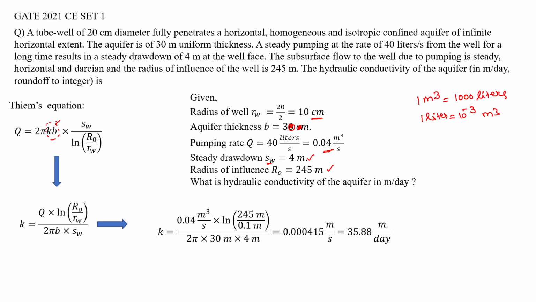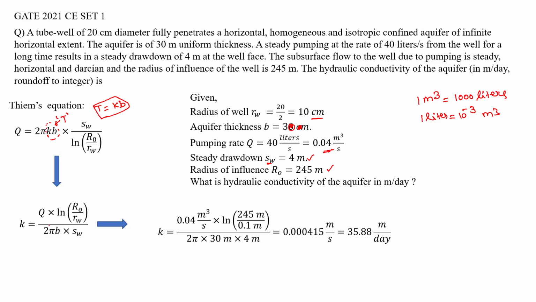I forgot to mention, there is one more term here. The product of K and B is called transmissibility. This is a property of the aquifer that we can discuss in further sessions. It is not that important, but if somebody asks how to calculate the transmissibility, it is just the product of hydraulic conductivity and the width of the aquifer.